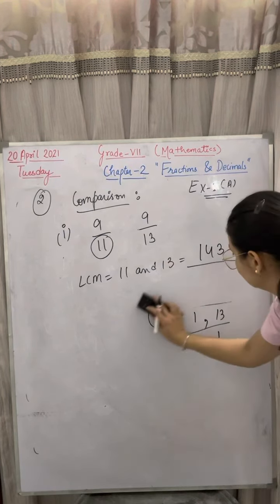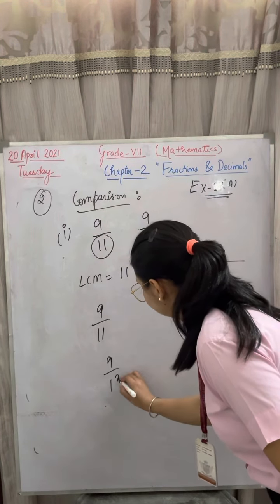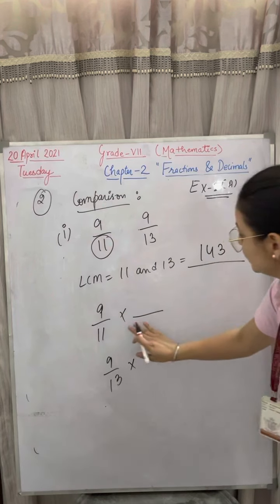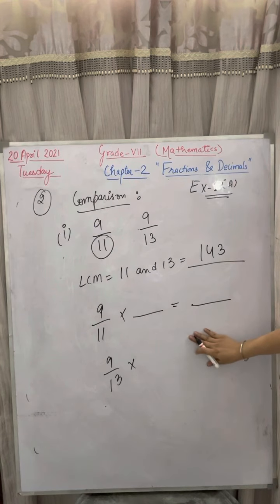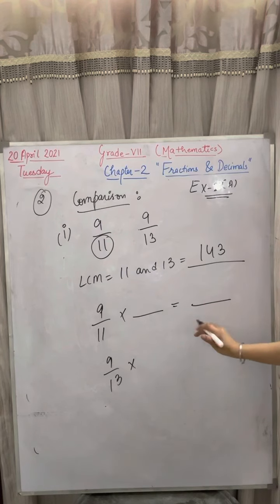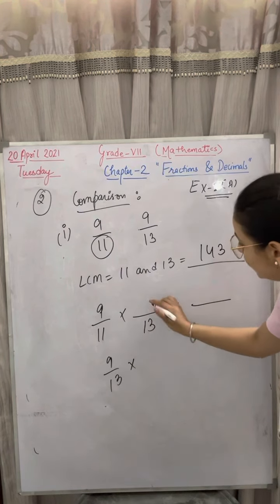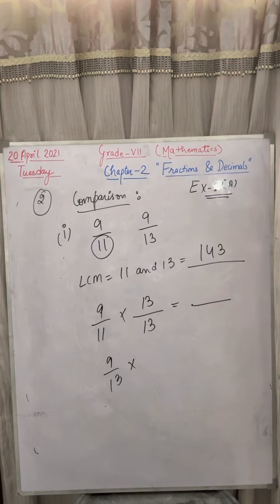143. Very nice. Now please tell me, this is 9 upon 11 and this is 9 upon 13. I'll multiply 11 with which number so that my denominator will be 143? Yes, 13. So I have to multiply 13 here and 13 here. My answer will be 9 into 13. 13 9s are? Quickly. Tables you have to learn till 20. Very good, very good.